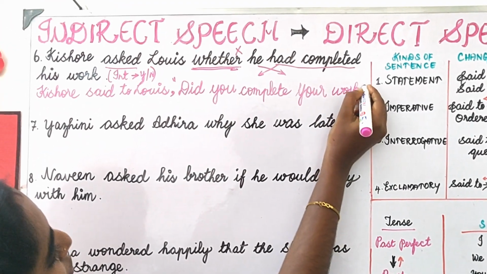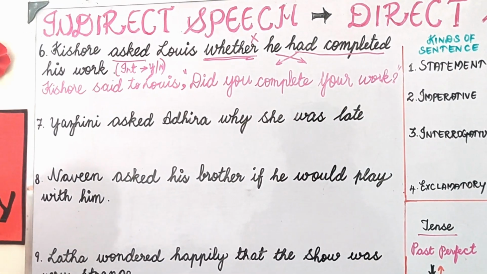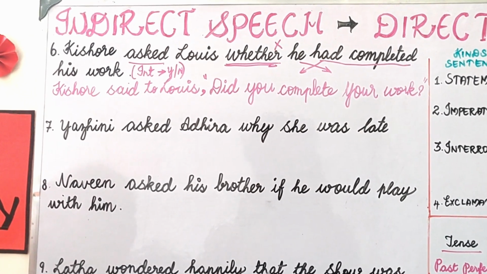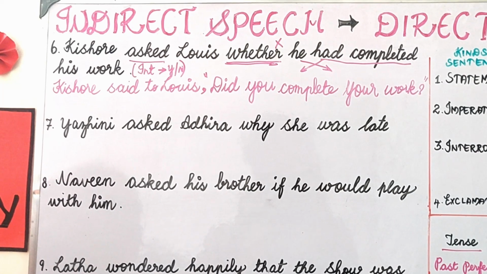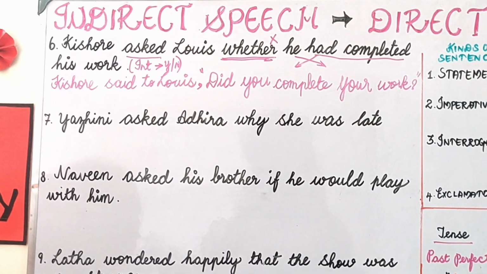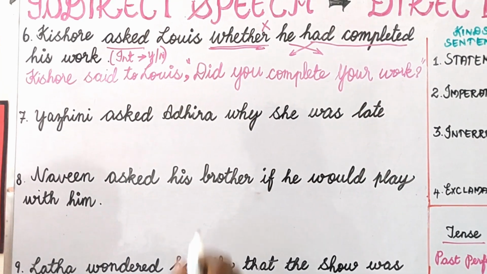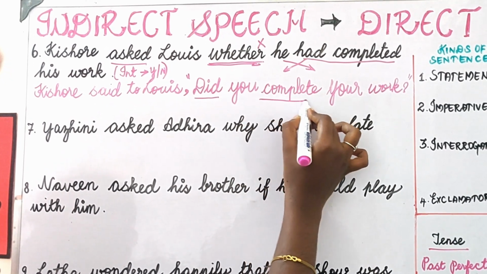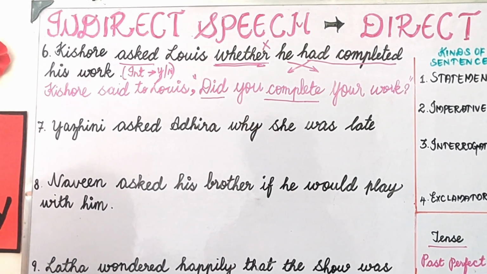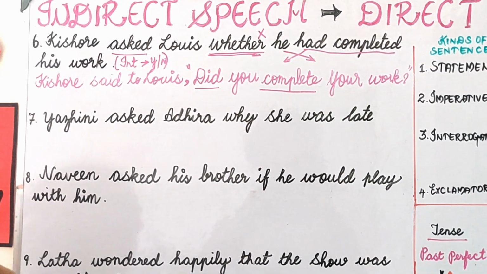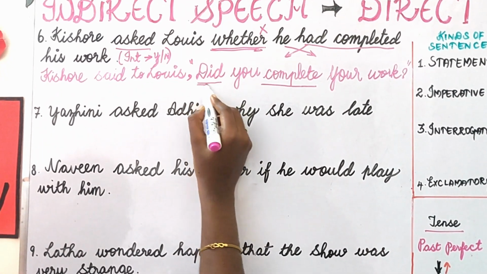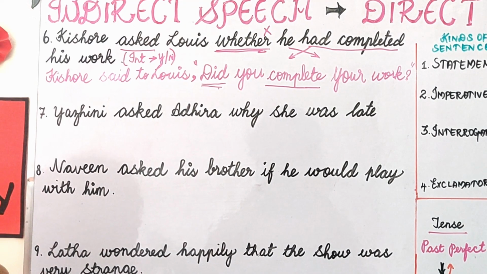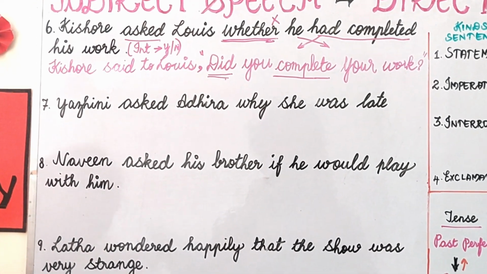Understood? See, just don't be puzzled how to do this. Just ask a question in the place of Kishore. So imagine you as a Kishore and ask a question. What's the content? Whether he had completed his work. Just like that you ask. Did you complete your work? That's it. Okay? And remember one important rule. Whenever you are framing a question with a did, then the following verb should be in the present tense. Not only in direct speech, indirect speech, wherever you are writing, whenever you use the word did, the next verb should be in present tense only. Understood?